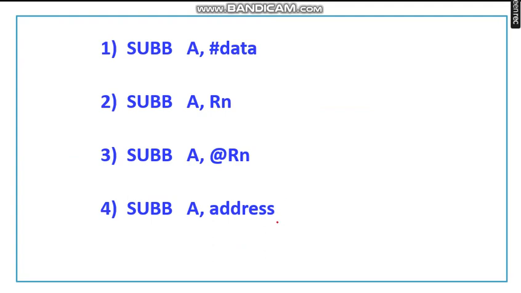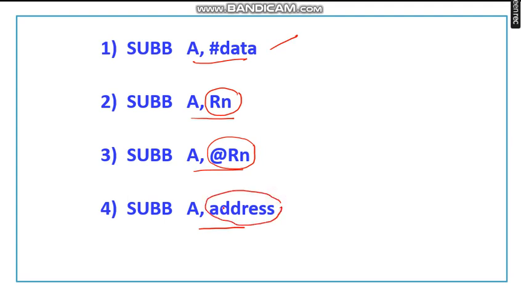So in short we can summarize that in subtraction types we have SUBB A, #data or A, Rn or A, @Rn or A, address. So in this case data is subtracted, in this case content of Rn is subtracted, in this case content of location pointed by Rn, and here the content of location given by this address, that data is subtracted from A and the answer stored in A itself. So these are 4 basic instructions used for subtraction in 8051 microcontroller.